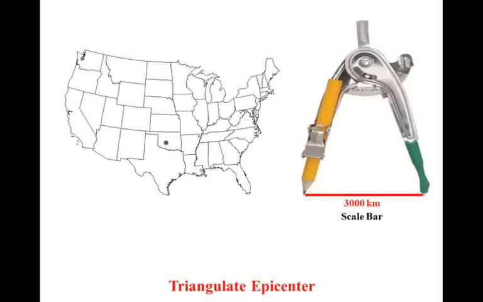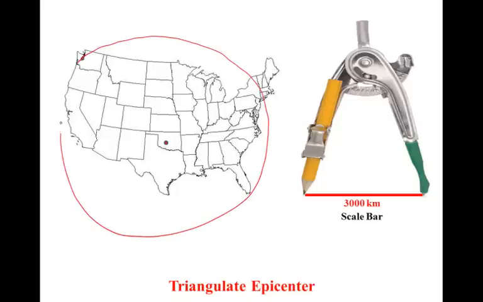Now again, each station gives only a distance of that station to the epicenter, but not the direction. So each station defines a circle of possible locations where the radius equals the distance of that station to the epicenter.